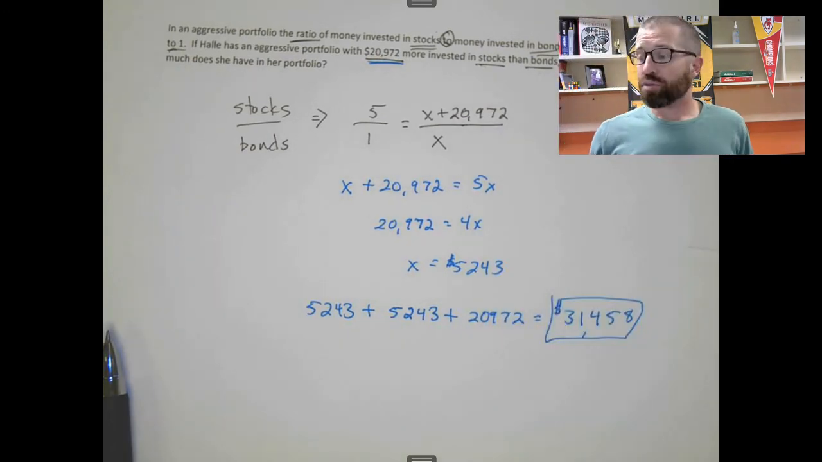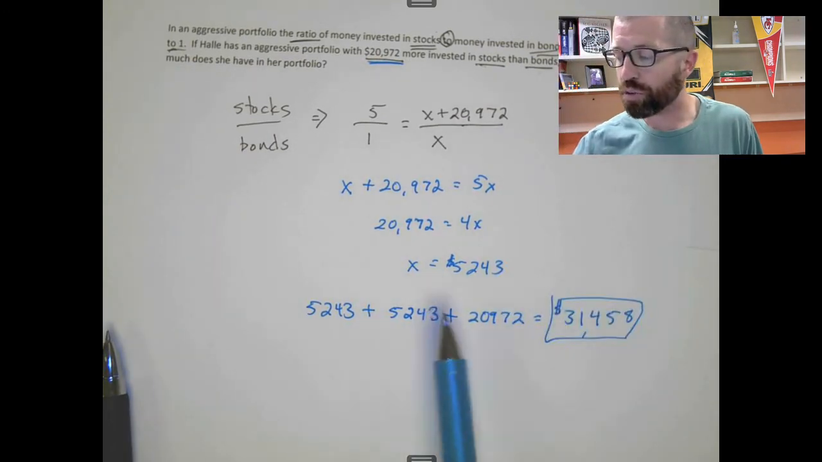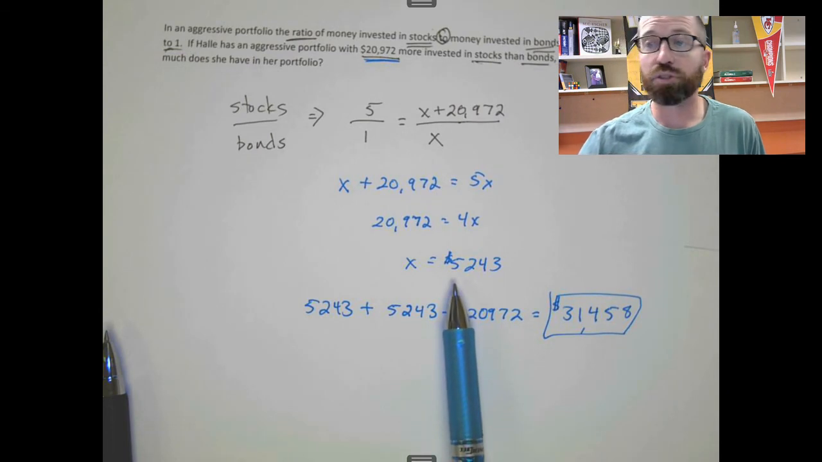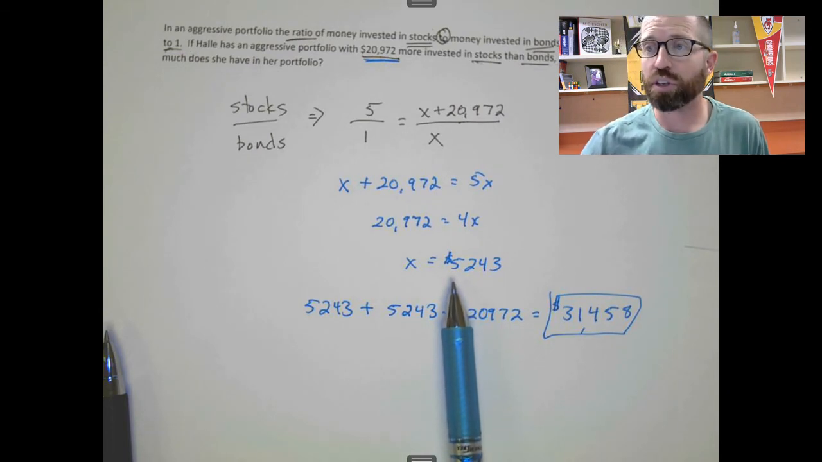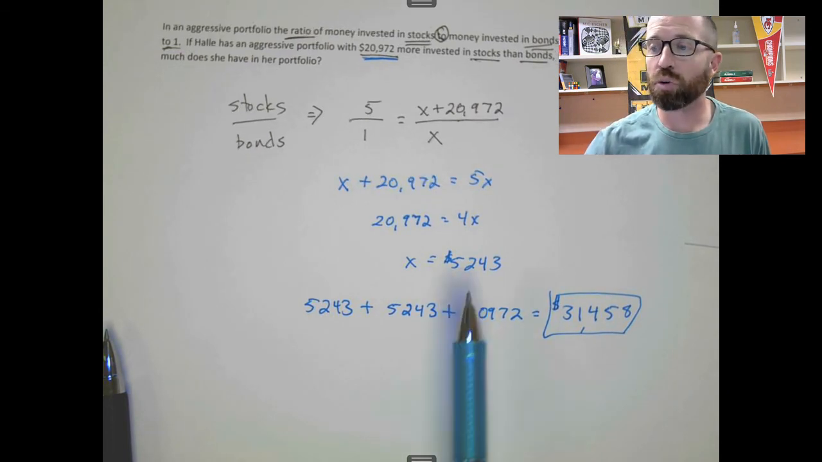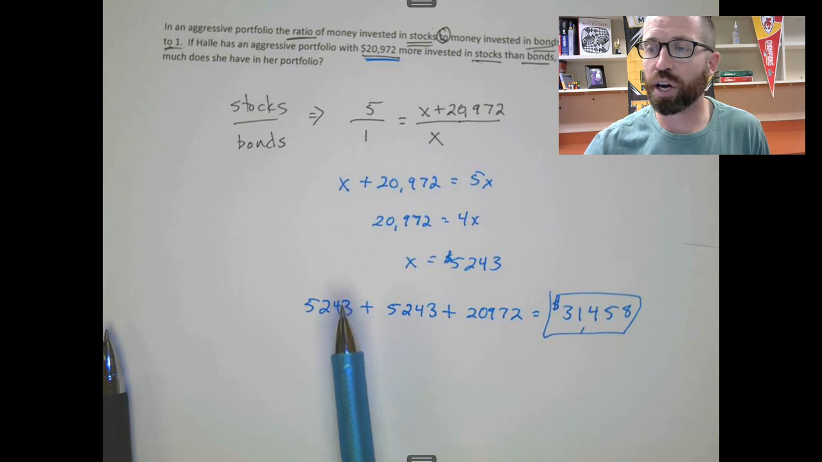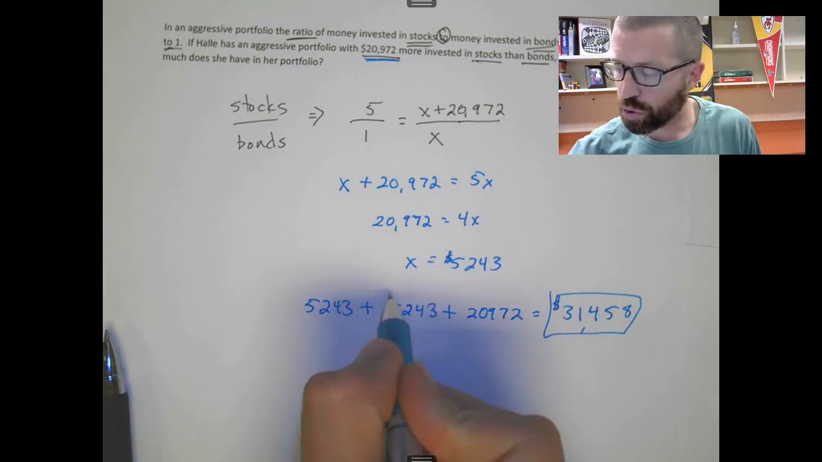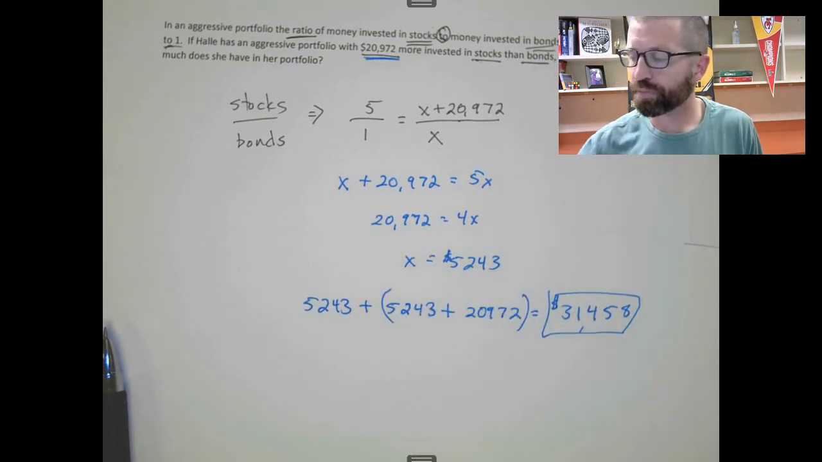So this one's tough. It's tough to set up. It's also tough to find this value, but then also make sure you answer the question, how much does she have in her portfolio total? So it's the total amount in the bonds plus this total amount in the stocks.